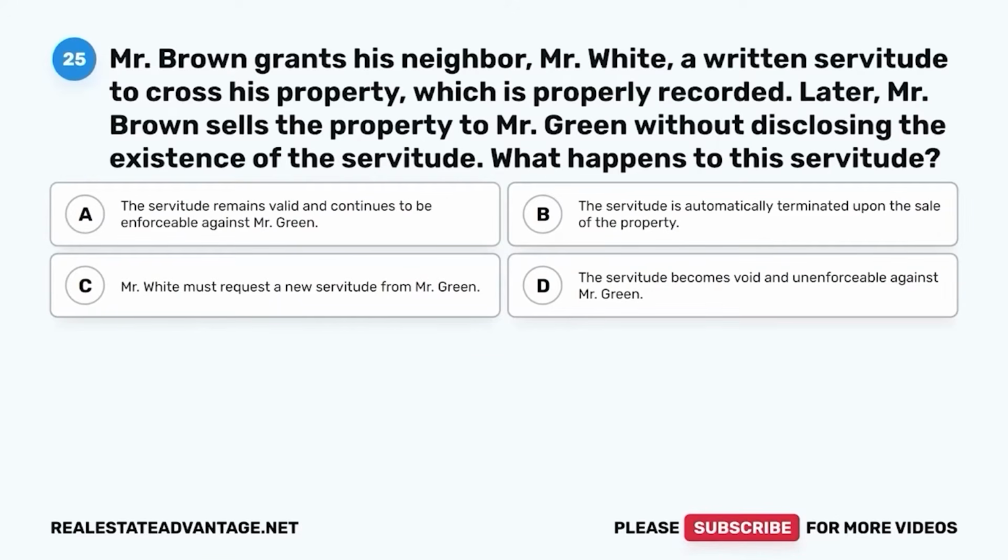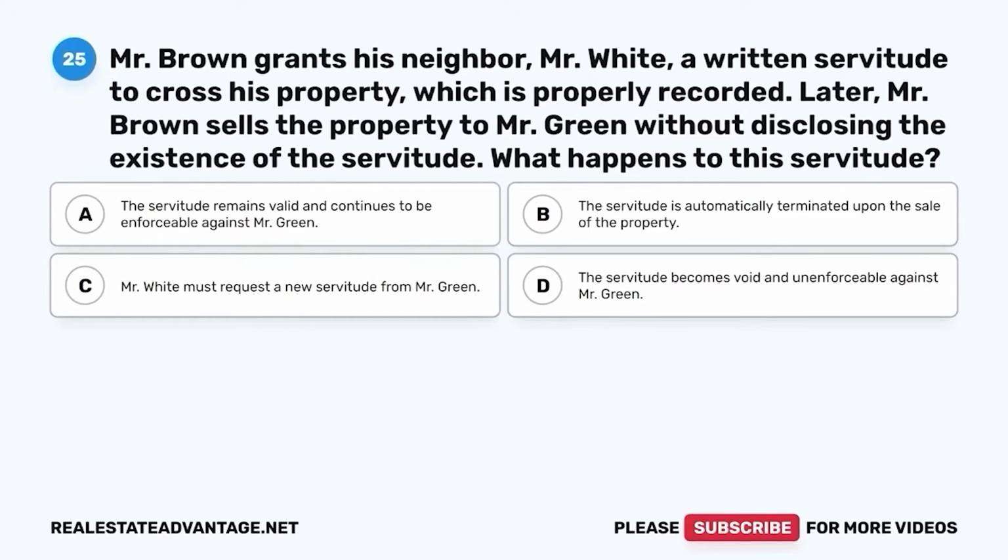Question 25. Mr. Brown grants his neighbor, Mr. White, a written servitude to cross his property, which is properly recorded. Later, Mr. Brown sells the property to Mr. Green without disclosing the existence of the servitude. What happens to this servitude?